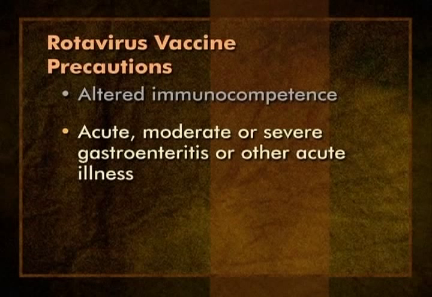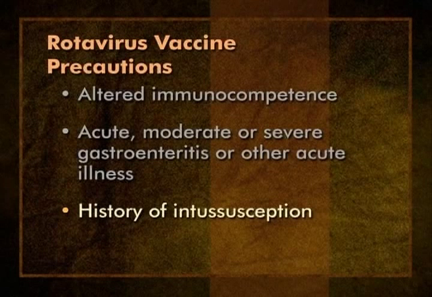Usually, rotavirus vaccine should not be administered to infants with acute, moderate, or severe gastroenteritis or other acute illness until the condition improves. However, infants with mild acute gastroenteritis or other mild acute illness can be vaccinated, particularly if the delay in vaccination will delay the first dose of vaccine beyond 15 weeks, 0 days of age. Finally, available data suggests that infants with a history of intussusception might be at higher risk for a repeat episode than other infants. So until post-licensure data on the safety of rotavirus vaccine are available, the risk for and the benefits of vaccination should be considered when vaccinating infants with a previous episode of intussusception.